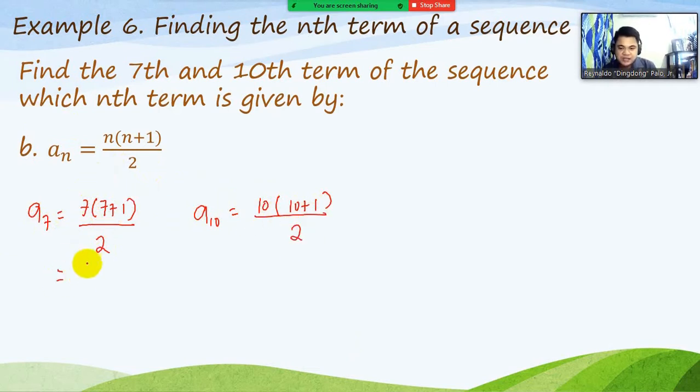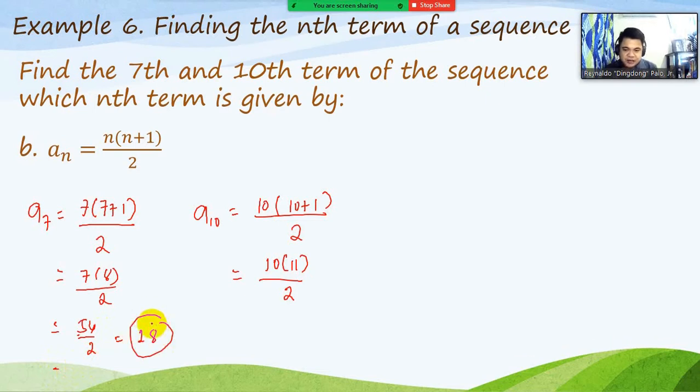Then simplify. 7 times 7 plus 1 is 8 over 2. In this case, 10 times 10 plus 1 is 11 over 2. Then the next thing, simplify. Okay, so 7 times 8 is 56 over 2. And 56 divided by 2 is 28. So that is a sub 7.